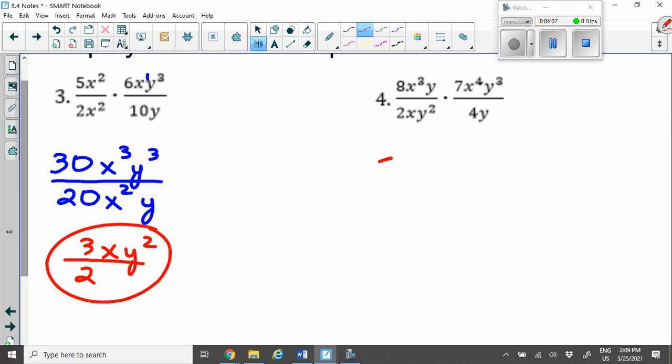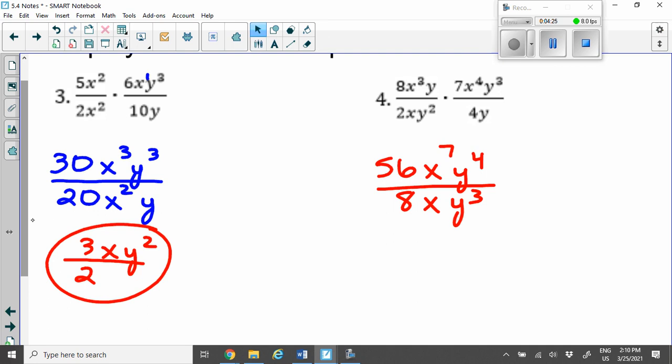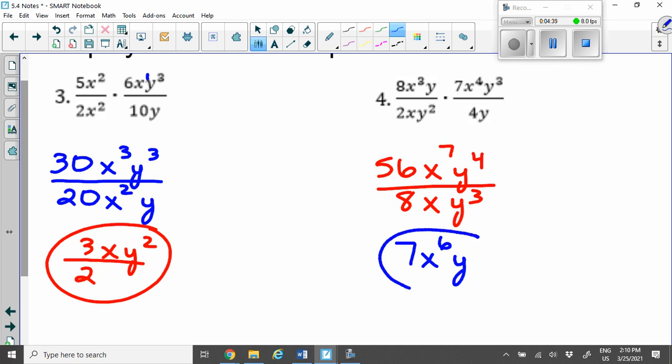So 8 times 7 gives us 56. x cubed times x to the 4th gives us x to the 7th. And y times y cubed gives me y to the 4th. In the denominator, 2 times 4 gives me 8. Then I have x, and then y squared times y gives me y cubed. Now I go ahead and simplify. Well, 56 divided by 8 does give us 7. Okay, x to the 7th over x gives us x to the 6th. And y to the 4th divided by y cubed gives us y. And there's nothing else to simplify, so there's our final answer.